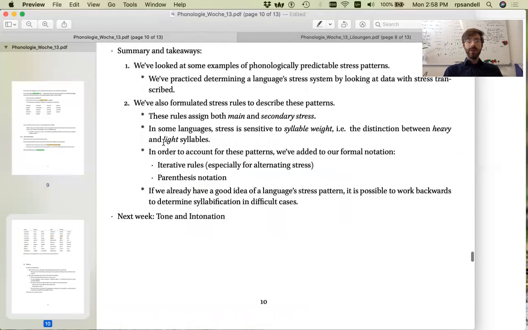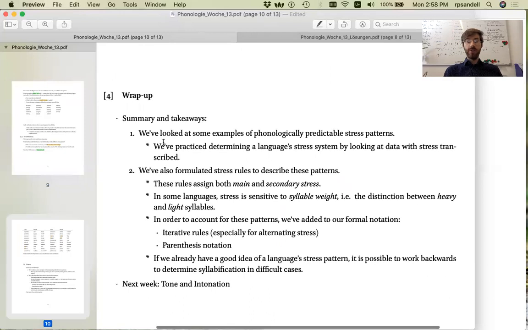All right, so this closes our discussion of stress for this week. In the exercise session, we will work out a few more stress rules, and next week we will come to the discussion of tone and intonation.